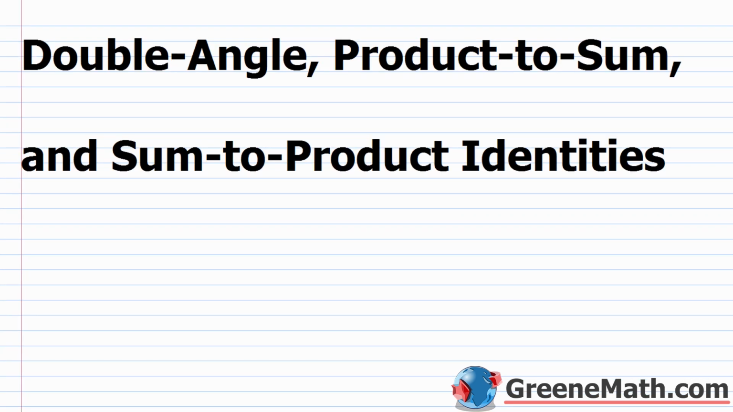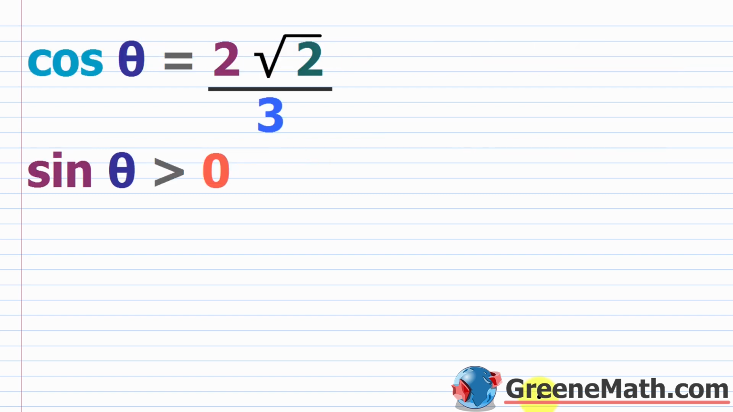In this lesson, we want to talk about the double angle, the product of sum, and also the sum-to-product identities. At this point, we've learned quite a few of the trigonometric identities. We just keep adding on to the ones that we already know.